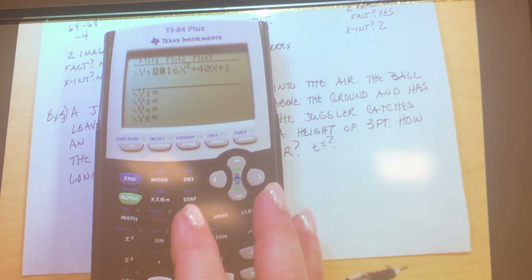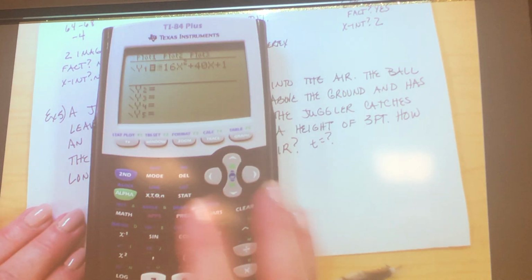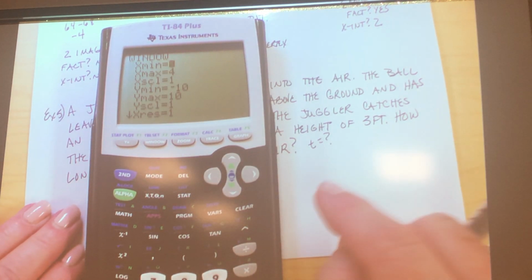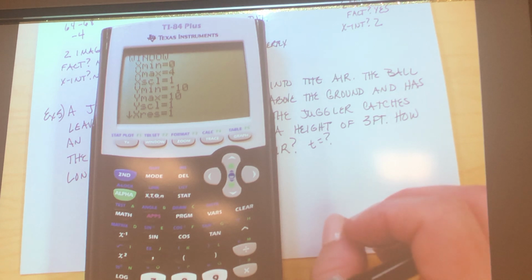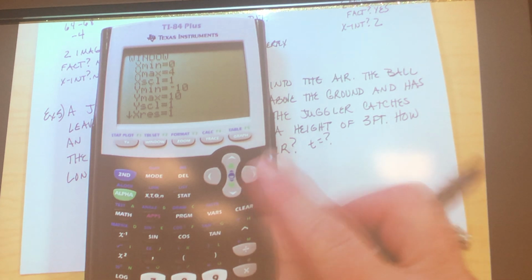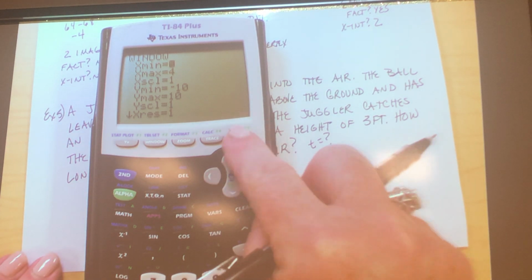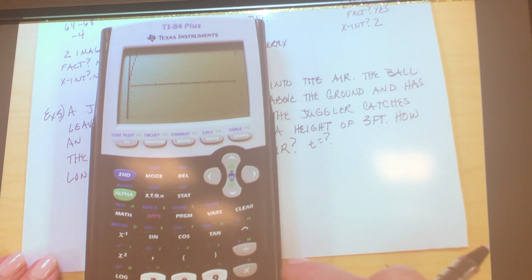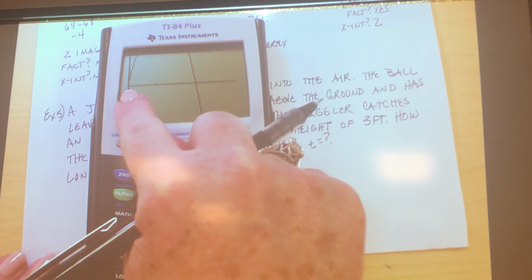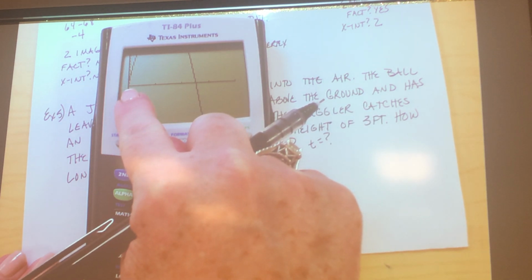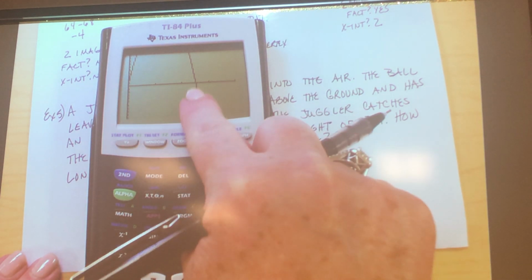So there is the equation right there. I did go back and change my windows. I knew that it was going to be pretty small. So x is my time, so I went 0 to 4 on a scale of 1. I think I just left the other ones, and then I graphed it. Because really, do you agree that that's all I'm looking for? This one over here is negative. I don't really care about it. This is the one I'm looking for.